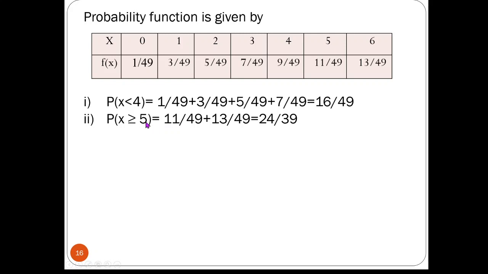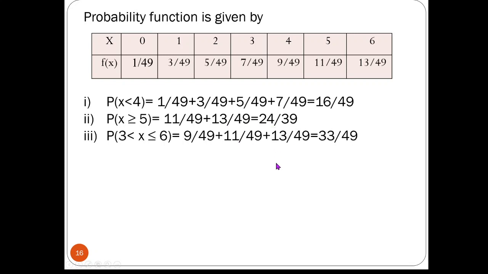Next, we have to find the probability for x greater than or equal to 5. So for greater than or equal to 5, we have to consider the probability at x equal to 5 and the probability at x equal to 6, and that's why the probability for x greater than or equal to 5 is 11 by 49 plus 13 by 49, which is equal to 24 by 49. And the probability for 3 less than x less than or equal to 6 is equal to the probability of x equal to 4, probability at x equal to 5 and probability at x equal to 6. That is 9 by 49 plus 11 by 49 plus 13 by 49, which is equal to 33 by 49.